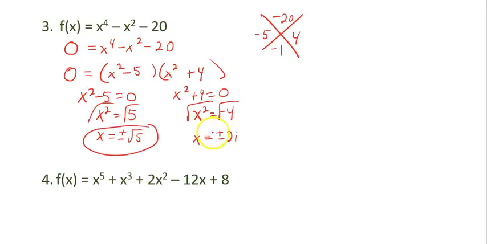So I have 2 answers that are real. These are places that the graph would cross the x-axis. And I have 2 that are imaginary, so there's some kind of hill and valley situation going on that does not cross the x-axis. So there's my 4 answers like I'm supposed to have.